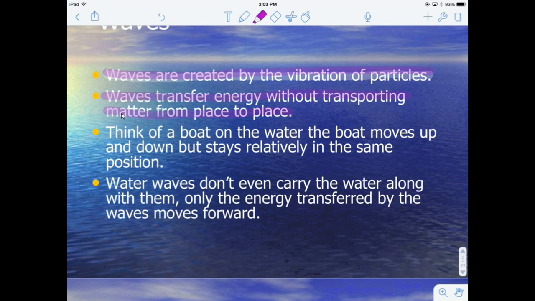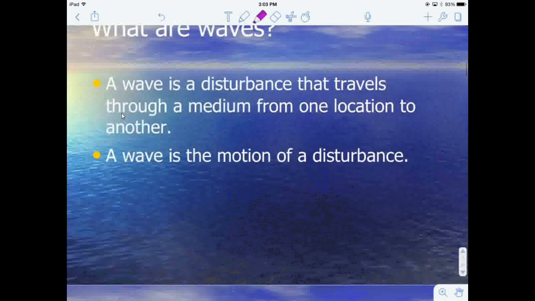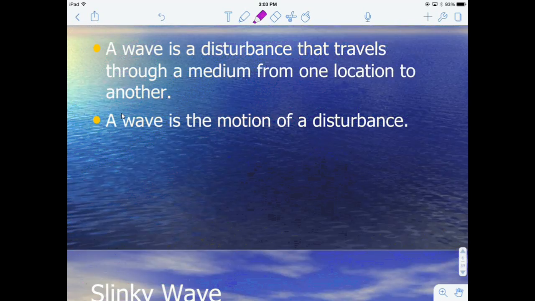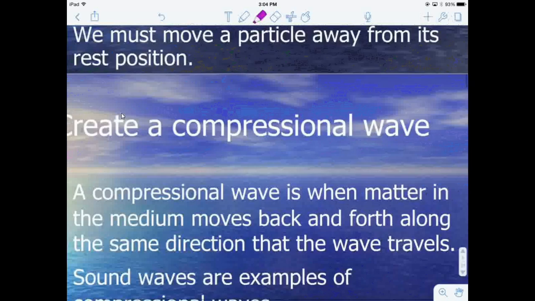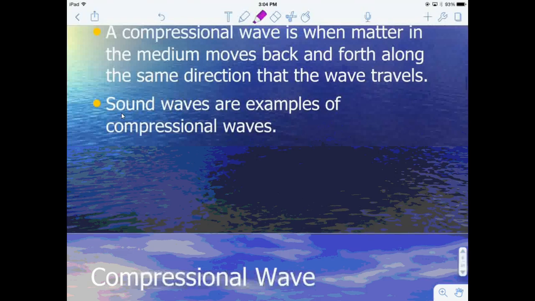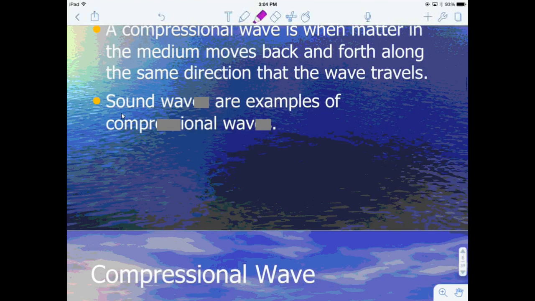A wave transfers energy through it without the medium moving from place to place. Good times, those waves. A wave is a disturbance that travels through a medium from one location to another. Once again, I'm going to cruise through this because I don't want to spend too much time on this. I'll show you the example of compressional and transverse waves in class.